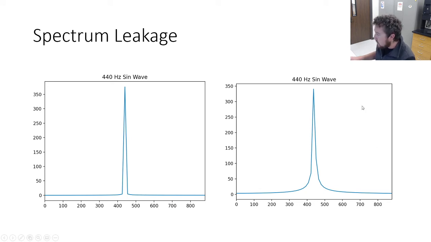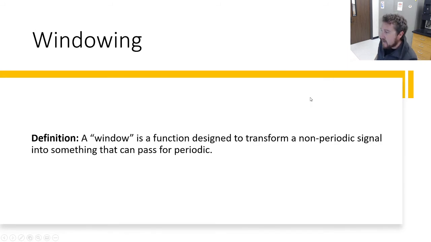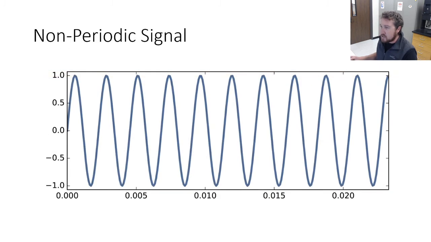Okay, so as Akil asked, would a filter solve this? And the answer is, yeah, kind of. But we're going to use a technique called windowing to do this. A window is a function designed to transform a non-periodic signal into something that can pass for periodic. It won't actually be periodic, but it'll be pretty darn close, and it will reduce that spectral leakage as much as we can. So let's take a look at what that looks like. We'll talk about windowing in a little more detail later on, but here we're just going to introduce it as a concept.